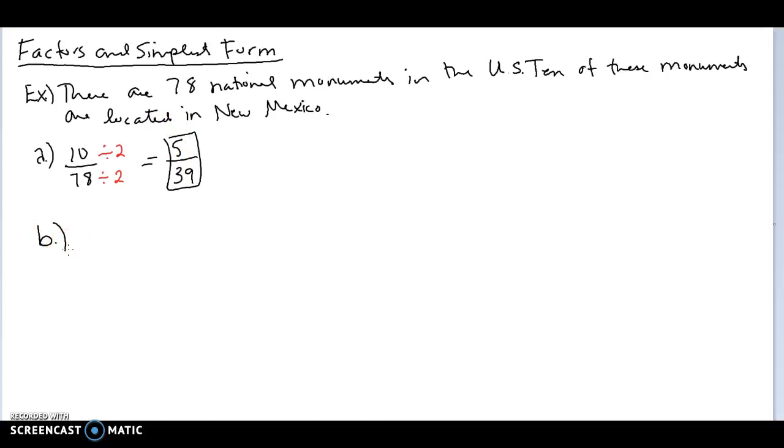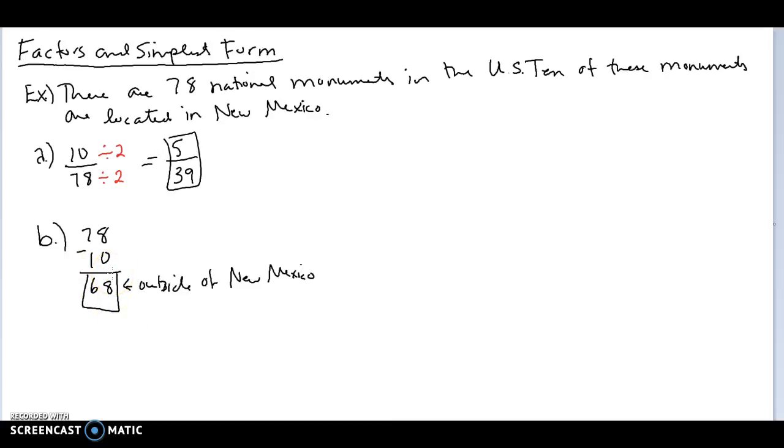Now on part B, they ask us how many of the national monuments in the U.S. are found outside of New Mexico. So if we're looking for outside of New Mexico, if there's 10 in New Mexico, 78 total, that must mean that we got to do 78 minus 10, because we're going to get rid of the 10 that's in New Mexico, and that's going to leave us with 68 possible monuments outside of New Mexico. So if we're looking for how many national monuments in the U.S. are found outside of New Mexico, that's what we're looking for.